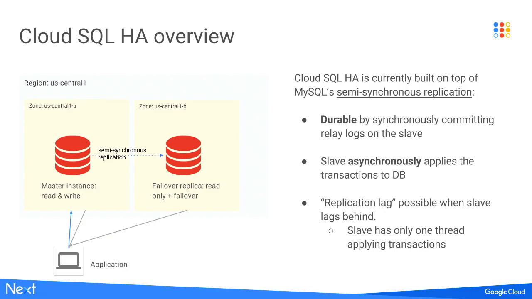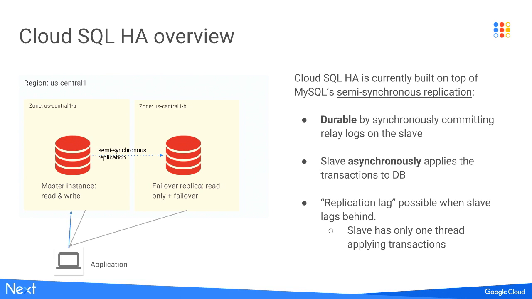So let's start with a brief introduction and overview of the Cloud SQL HA architecture. HA here stands for high availability. Brent already gave us a brief overview of what semi-synchronous replication is. So basically, our HA architecture is currently built on top of the semi-synchronous replication feature, which is built in and available in MySQL. As you can see in this picture, there's a master and there's a slave, and both are live and hot online instances. The master supports reads and writes. The slave only supports reads, but if the master crashes, the slave will take over and become the master.